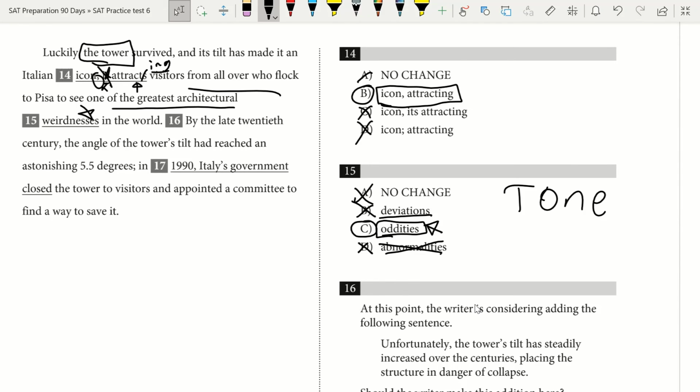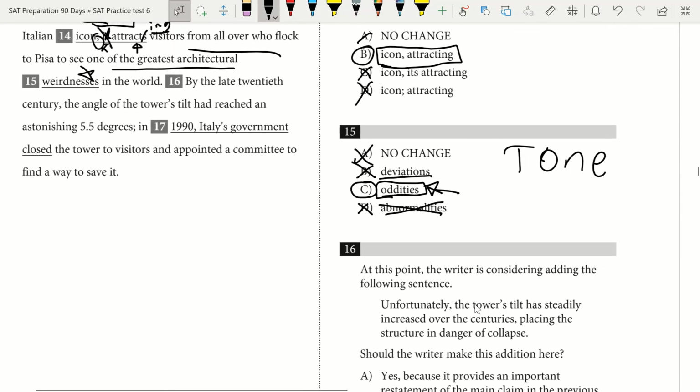This is maintaining our tone that we've had throughout our passage. C is our only question that maintains that tone. All right, question 16. So 16, I'm asked if we should add a sentence.